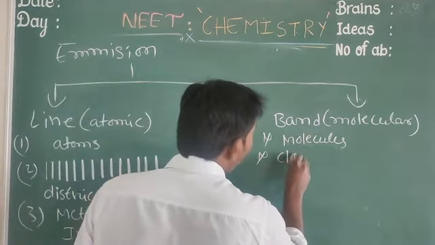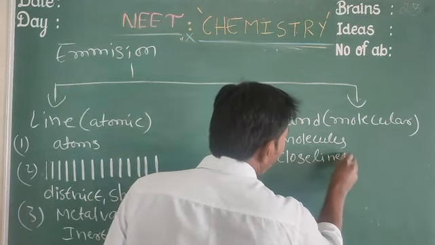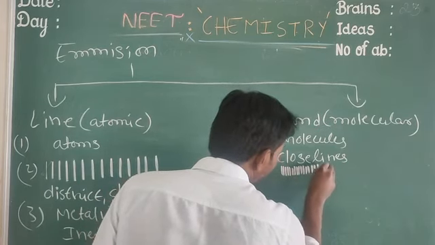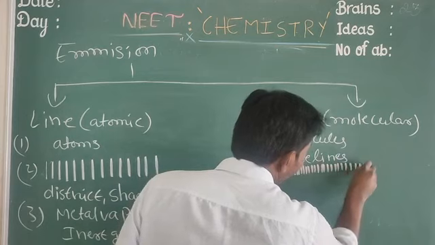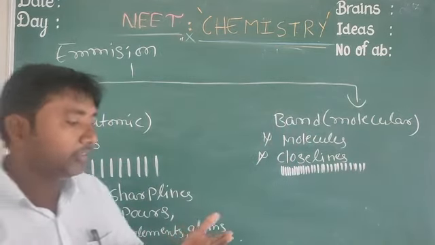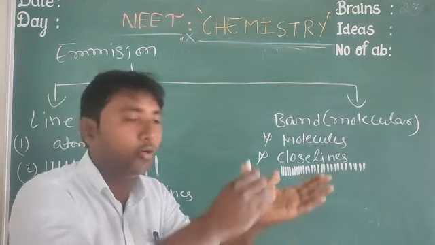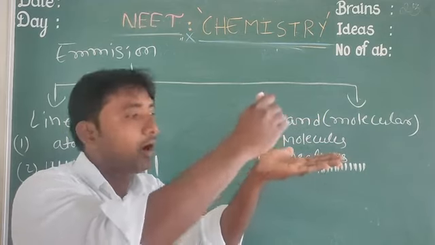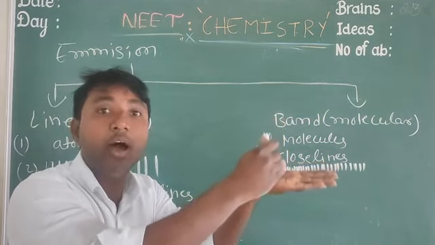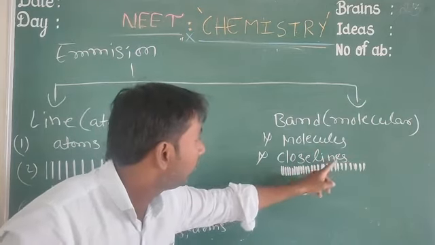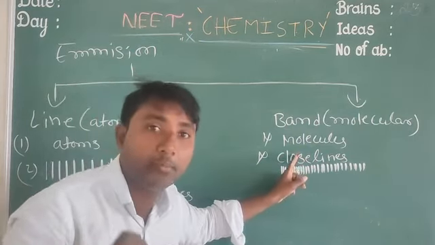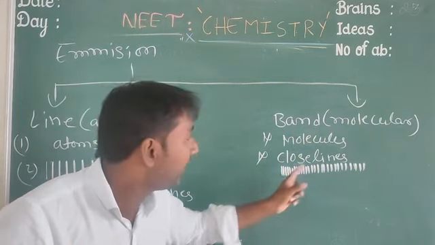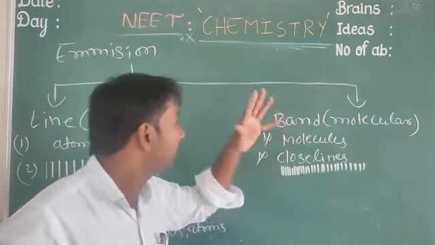Band spectrum means close lines. Very close lines. Like when we observe something packed or unpacked, a barcode is there. When you purchase some things unpacked, we have observed a barcode like that. So that is the closed lines. Here there is no sharpness of the lines. Here no distinct means we cannot separate one line from another line. That is the closed lines.